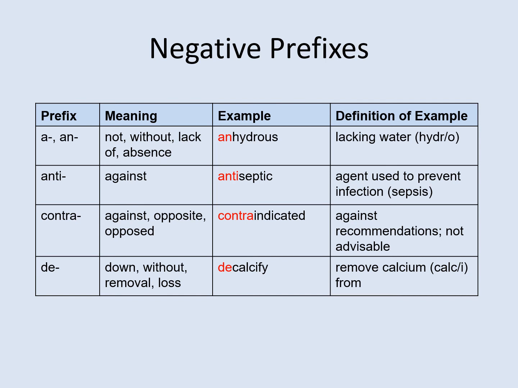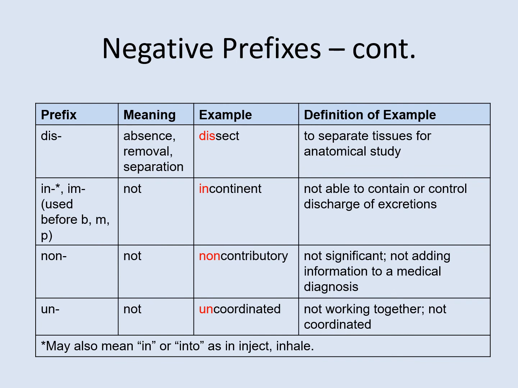So negative prefix, a or an means without, anti is against, contra also against, and de would be a loss, as in to decalcify, remove the calcium. Negative prefix would be dis, would be removal or separation, as in dissect. In, as in not, incontinent means not able to control excretions, usually urine or feces.